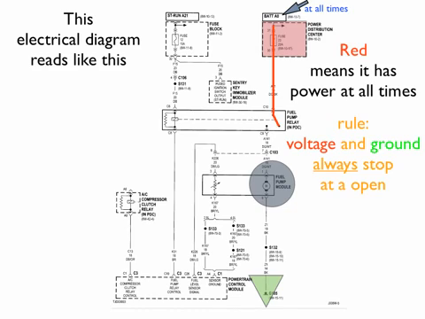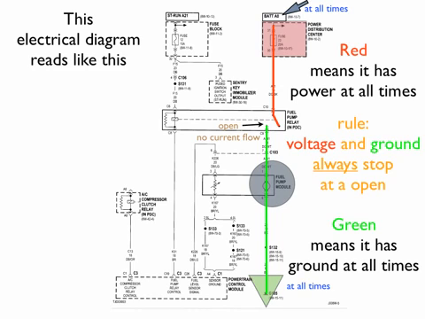Now, this leads us to our first rule. Voltage and ground always stop at an open circuit. Now, here this switch is open, so since it is an open circuit, that red or that power is going to stop right there. Always. Now on the ground side, it has ground all the time because it says G105. That means it is a body ground source. We're going to color that green because green means it has ground at all times. It's not turned on. If that is bolted down to the frame, it has ground. Now it confirms our rule that voltage and ground always stop at an open.